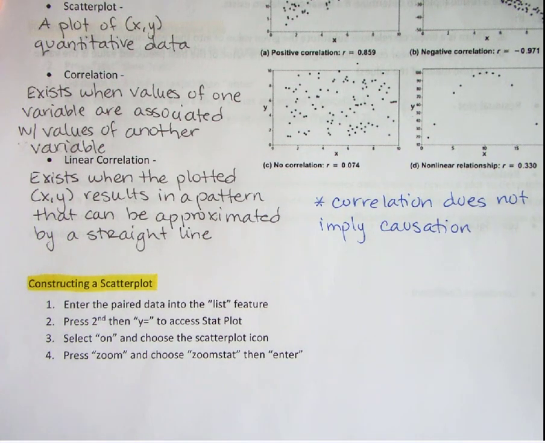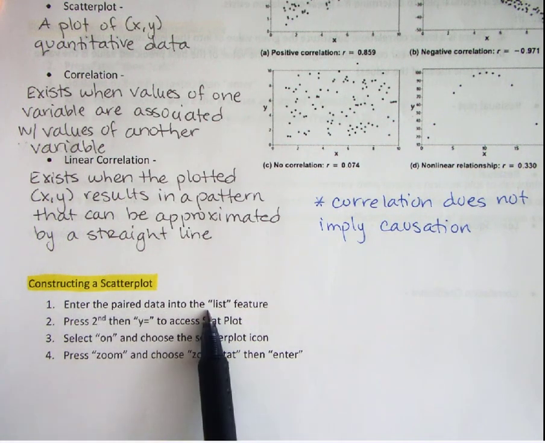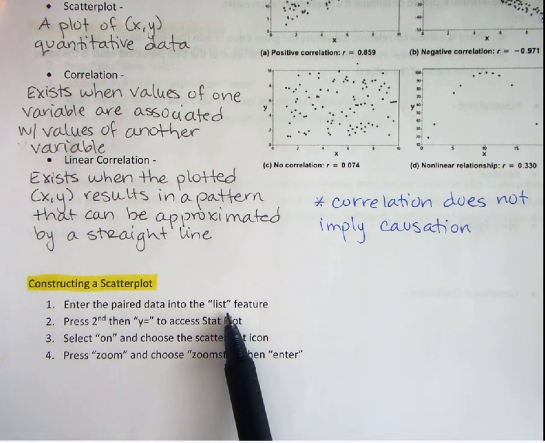When constructing a scatterplot, we want to use the list feature in our graphing calculator. To do this, you're going to enter the paired data into the list feature, giving the X values into one list and the Y values into another.